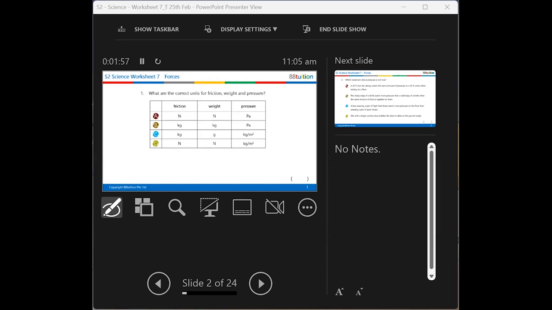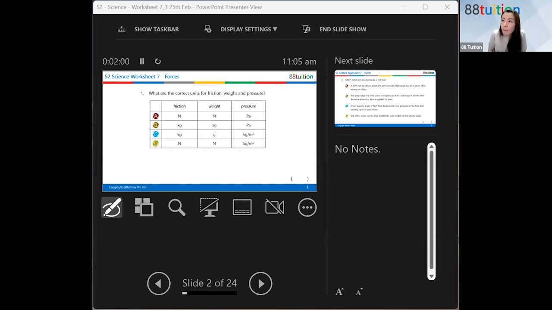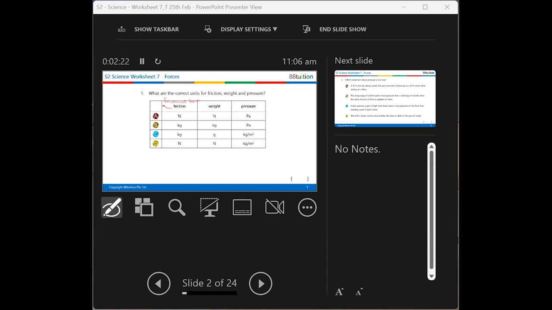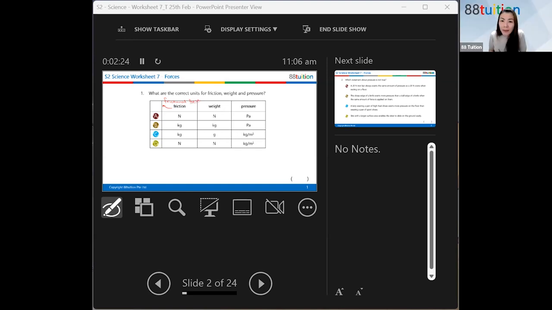Friction. Okay. So when we are studying friction, we are actually in the topic of forces, isn't it? And friction is actually a result of frictional force. Agree? So whenever you see the word force, the unit for forces will always be Newton. Weight is also a force, okay? And then pressure, Pascal.